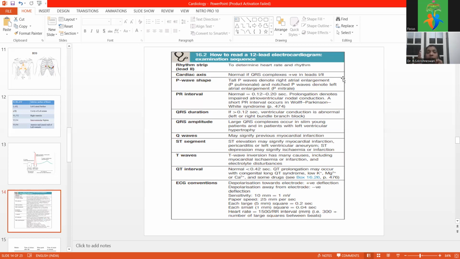Regarding the P wave, it is concerned with the atria. If there is increased height, it is P pulmonale. If it is M-shaped, it is P mitrale, and mitral means it is on the left side. Okay. PR interval, if it is prolonged, what happens? There is AV nodal conduction delay.